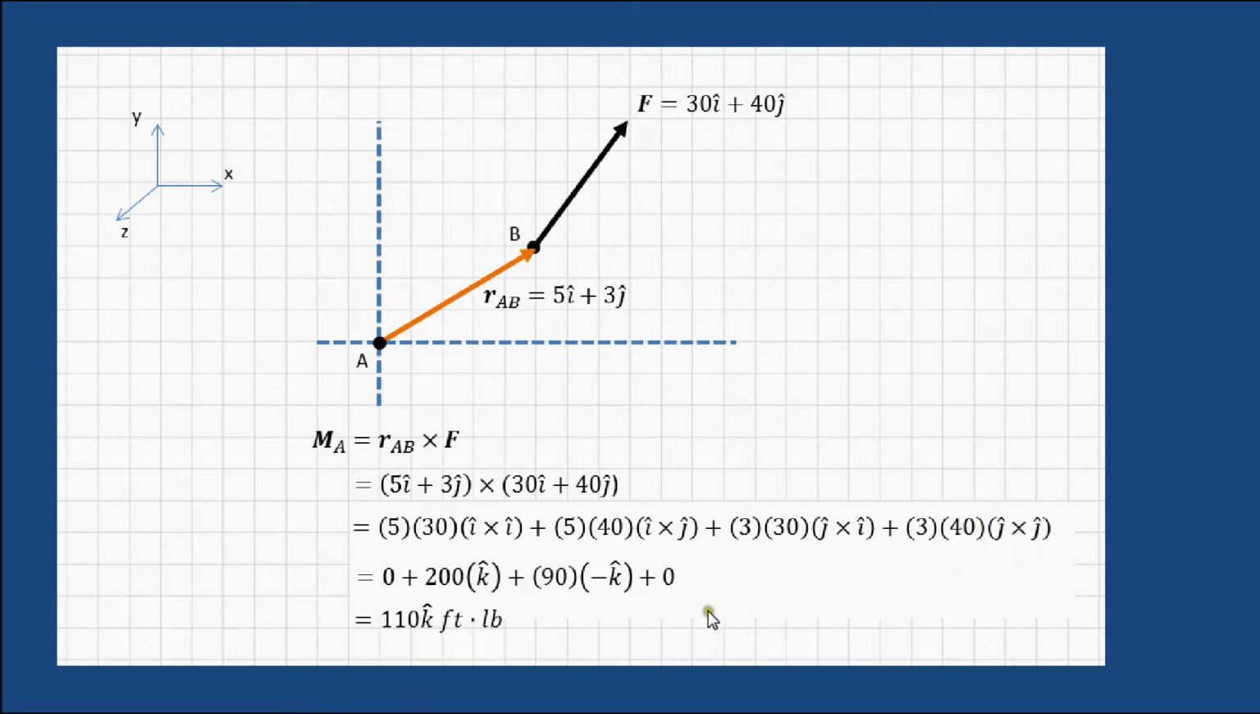And we find that the total moment about point A in vector form is 110 foot-pounds, but it points in the positive k direction. And if you put your thumb pointing along the z-axis and curl your fingers about point A, you would find that the sense of rotation is counterclockwise about this point A.